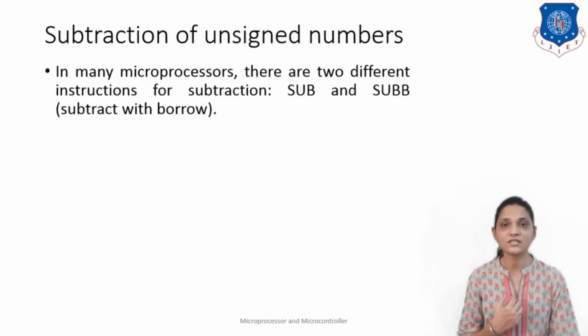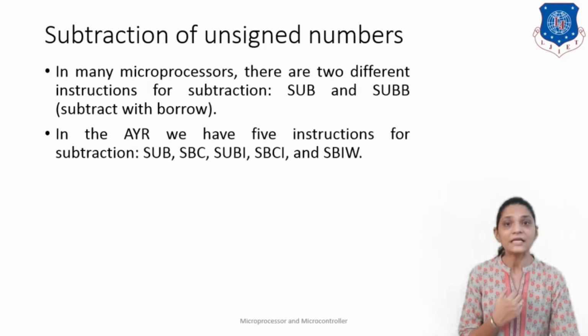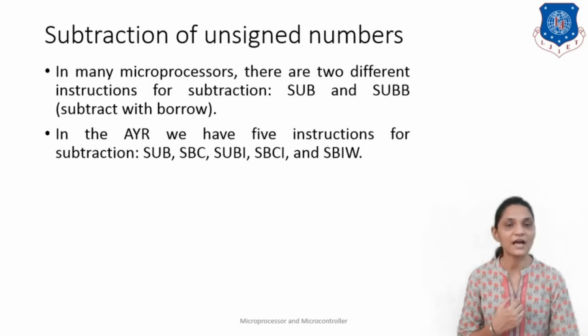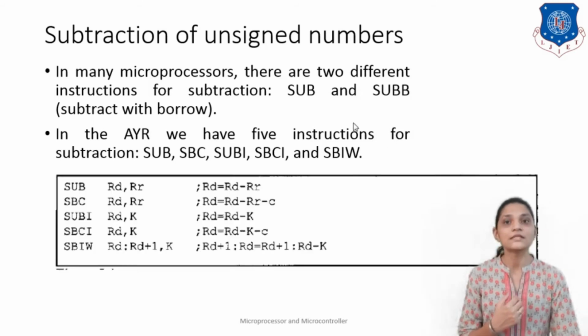In the subtraction instruction, in many microprocessors there are two different instructions for subtraction, like SUB and SUBB, that is subtraction and subtraction with borrow. In AVR, we have only 5 instructions for subtraction. These are SUB, SBC, SUBI, SBCI and SBIW.